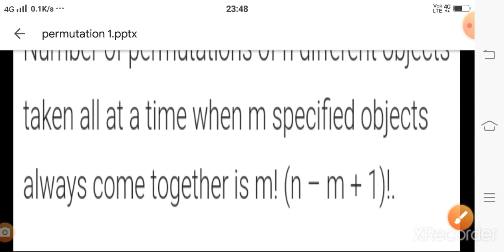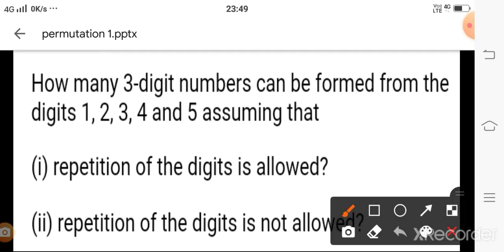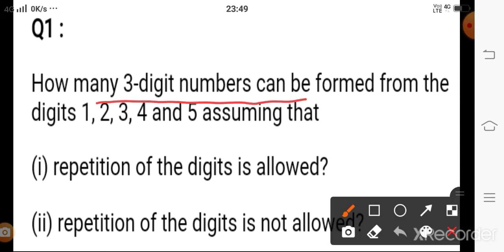Make notes of all these things, then easily we are able to solve the questions. Then let us solve these questions. The first question I am taking from the first exercise. How many 3-digit numbers can be formed from the digits 1, 2, 3, 4, 5?